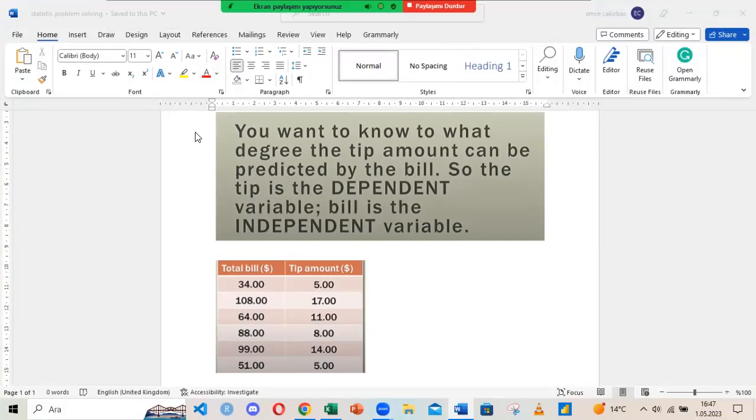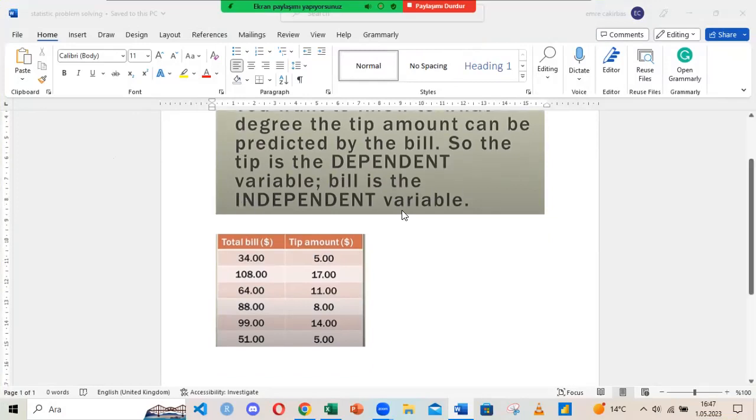Today I would like to solve a question regarding linear regression. We want to know the relationship between total bill and tip amount. Tip amount is accepted as a dependent variable and bill is the independent variable.